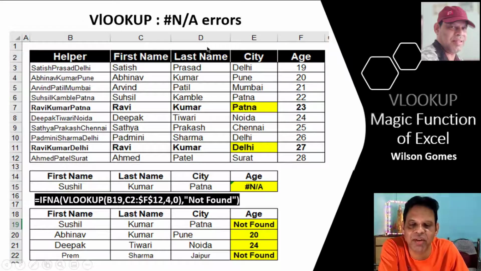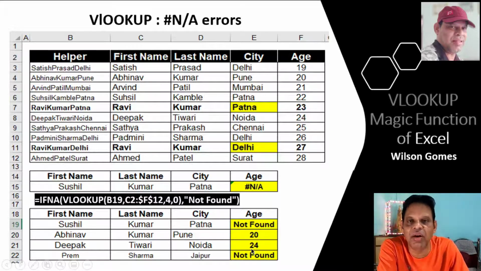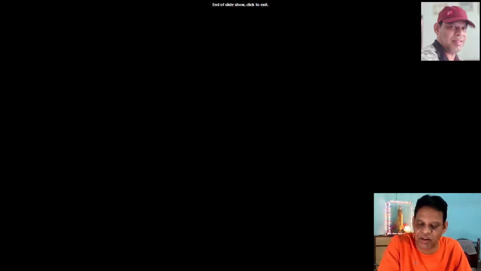There is multiple data over here, the same data, with multiple people. Some people's names are there, some are not there. If it is not there, instead of NA, I'll get not found. I have put not found, so it will show not found. Okay, let's go to our Excel now.